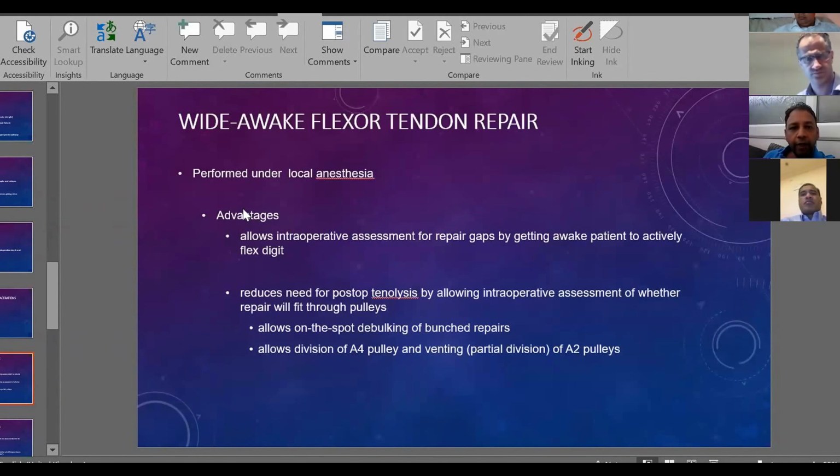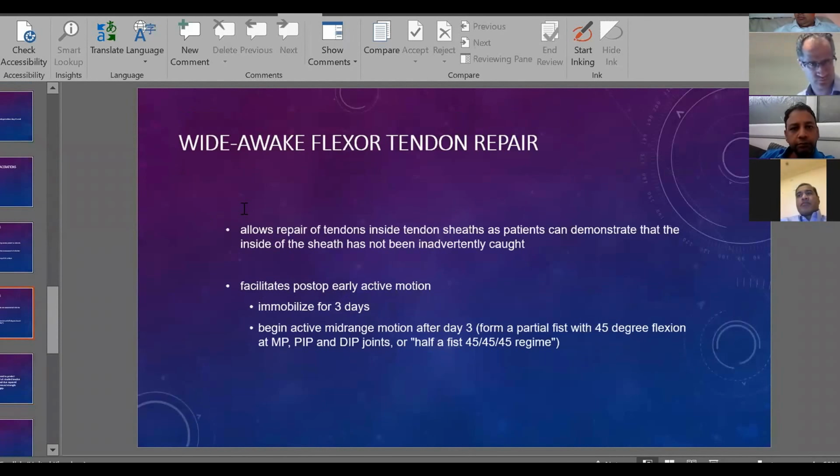And with this technique, it allows the division of the A4 pulleys and venting of the A2 pulleys if needed. And with this technique, patient can demonstrate that inside of the sheath had not been inadvertently cut. When you are repairing that, if you cut the sheath with the tendon, that causes the adherence.